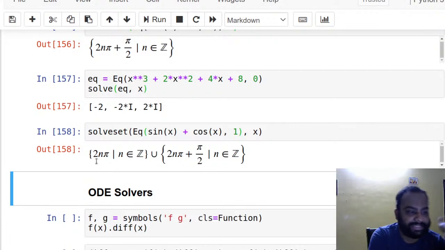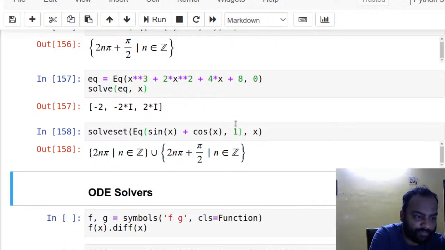For example, this has a solution when x is equal to 2nπ, so a multiple of 2π, where n is an integer. So essentially n is a positive, negative, any kind of integer including 0. And this is a set, of course, and this is in union with this set. So any of these solutions will work.